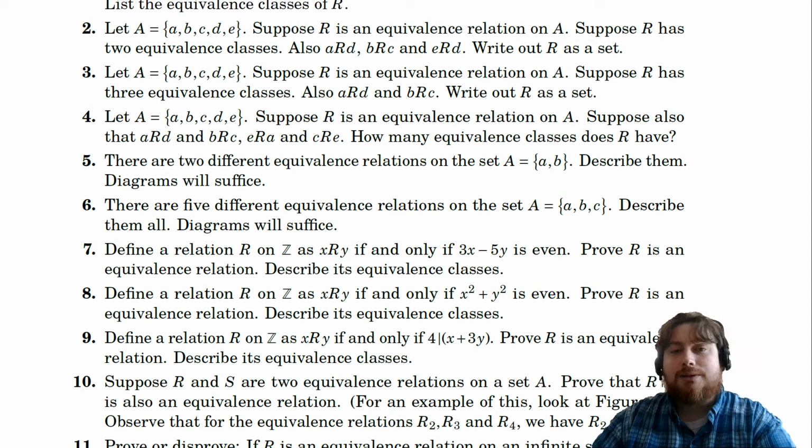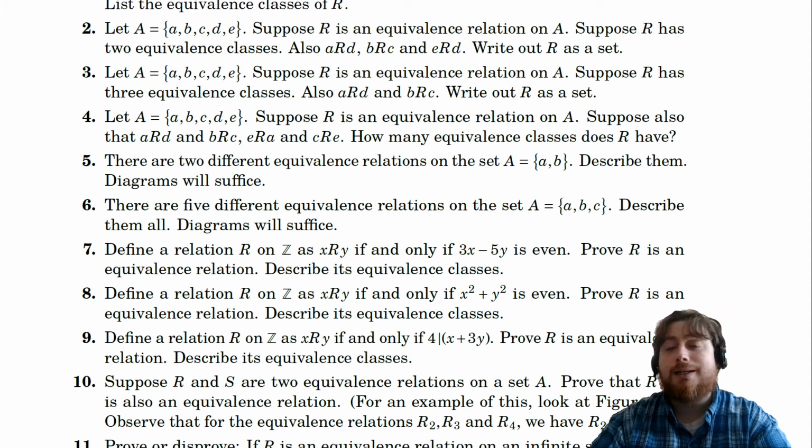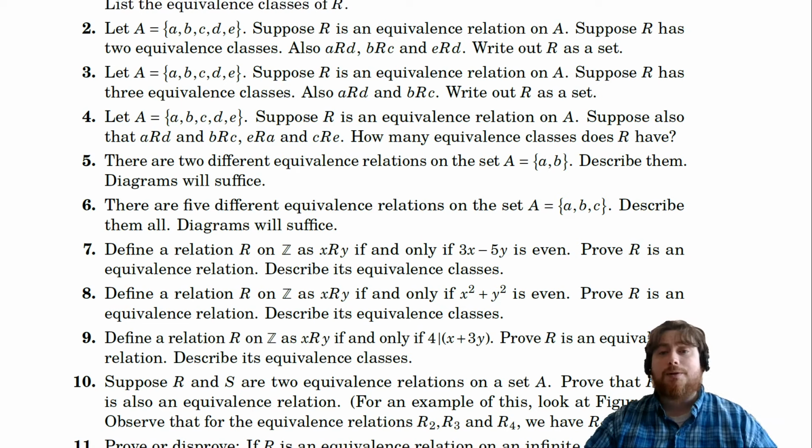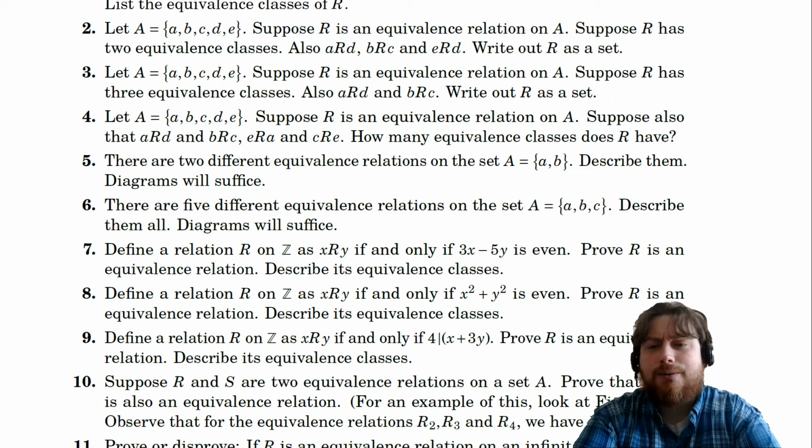All right, number 6 is there are 5 different equivalence relations on the set A. Describe them all, and diagrams will suffice. So how am I going to do this one is I have to think about what all the possibilities are. I'm going to leave this one for you guys to actually work through on your own, as it takes a little bit of time, but you just think, well, if it's an equivalence relation, I have to have A related to A, B related to B, and C related to C. And in fact, there, you already have one.